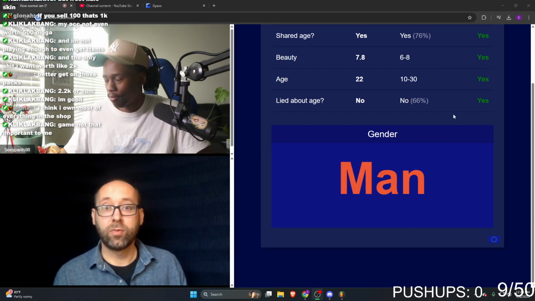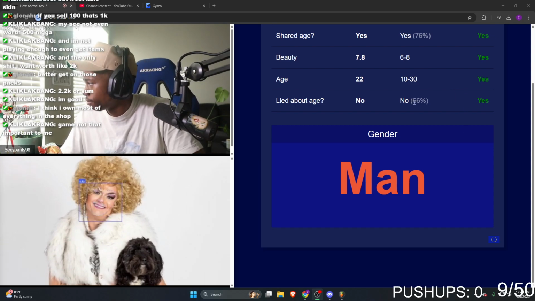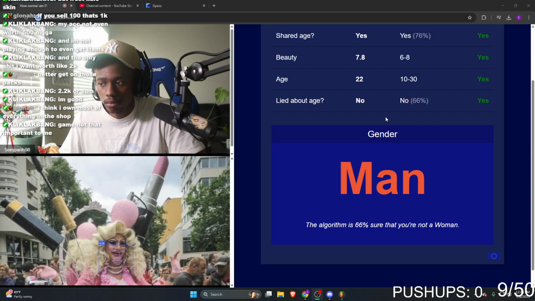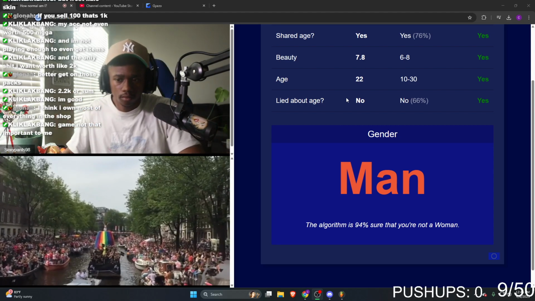22. The following algorithm we'll take a look at tries to determine your gender. Man. For sure. Here you can once again see that the country or culture in which an algorithm was constructed can have a big influence on how it will categorize and judge people. Yeah. This algorithm would probably flip out at the gay pride.